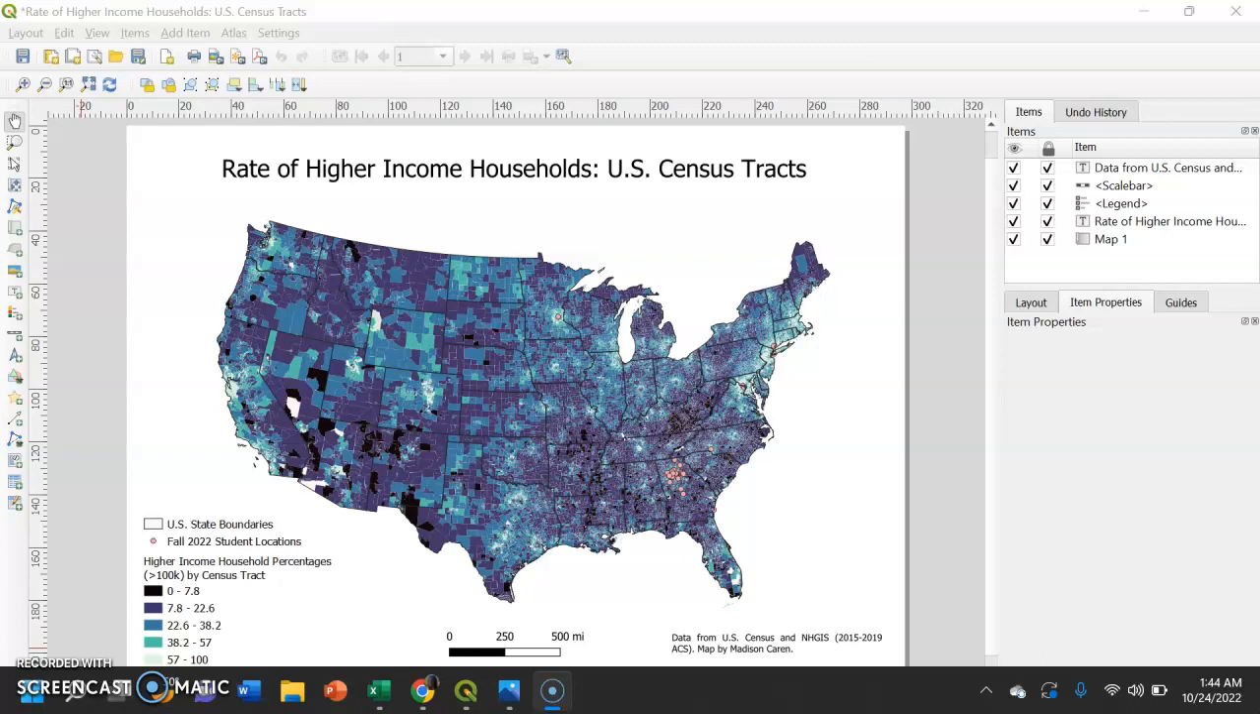And so in this map, the lightest areas represent the areas with the highest percentage of higher income households, and the darkest areas represent the areas with the lowest percentage of higher income households.